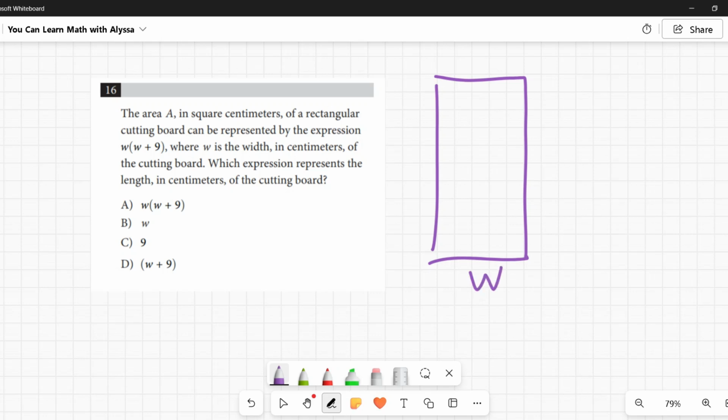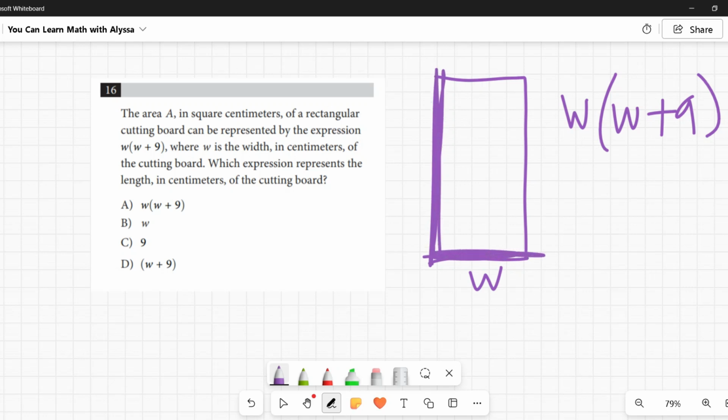I think that's the more common way. Base and height, I never get those confused. But length and width, I don't know why I've always had that blind spot. So that is my width. And we're told the area is width W times W plus 9. Now, area of a rectangle is going to be length times width. So since this area is width times this bit, I know this is representing my length. So W plus 9, which expression represents the length in centimeters of the cutting board. Okay, well, there we go. W plus 9 is my length.